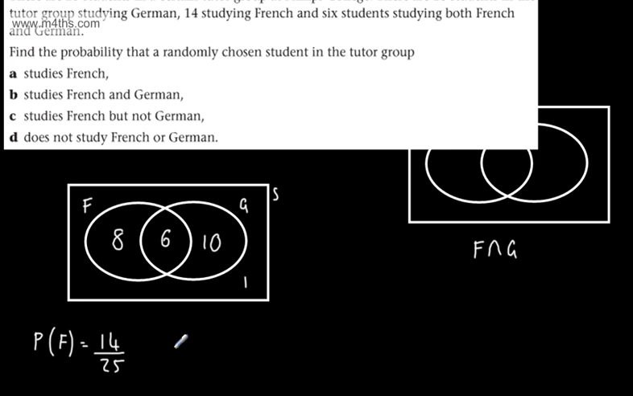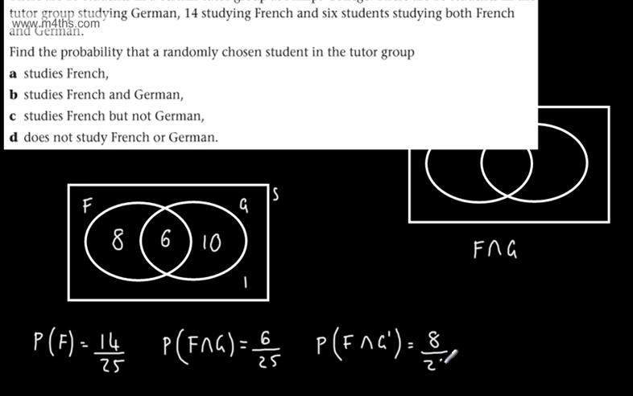If we look at the next one, studies French and German, the probability of F intersection G, well, we've got 6 of those out of the 25. If we look at studies French but not German, the probability of French and not German, which we could write like so, that gives us this part right here. So they're in French, but they're not in the intersection, and that would give us 8 out of 25.